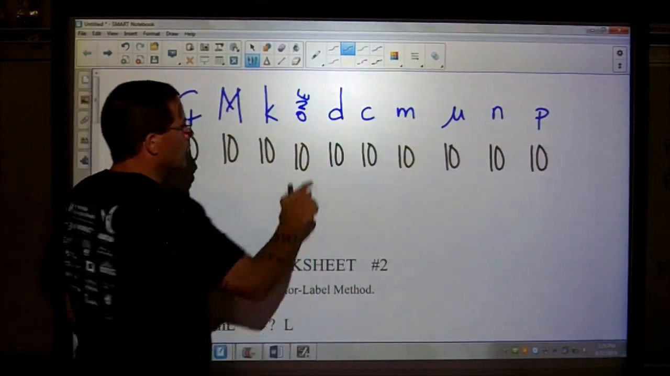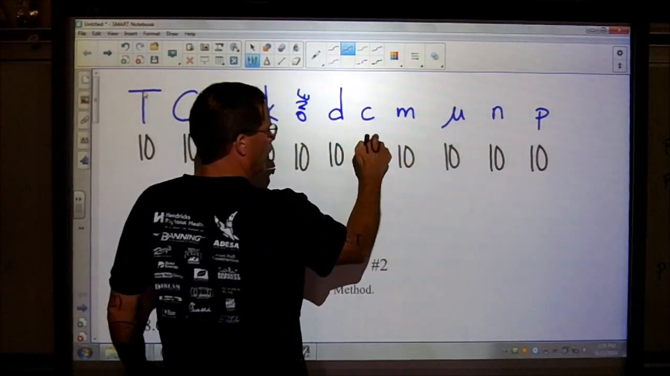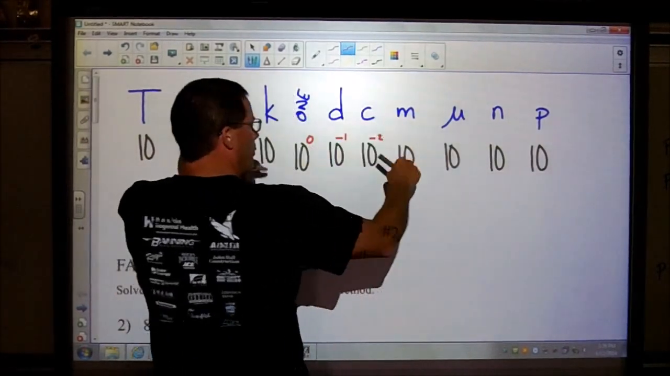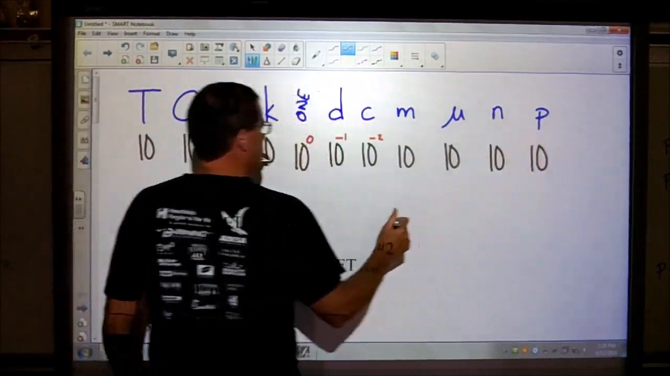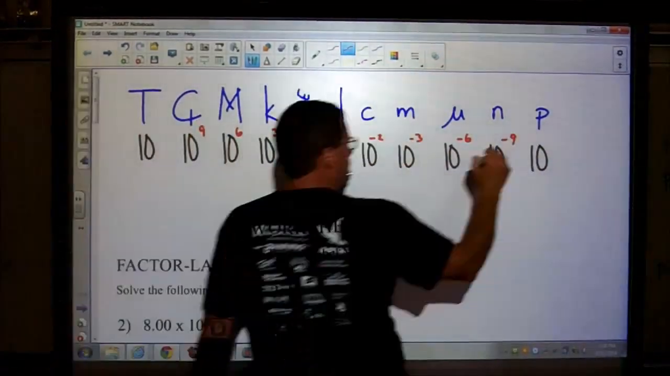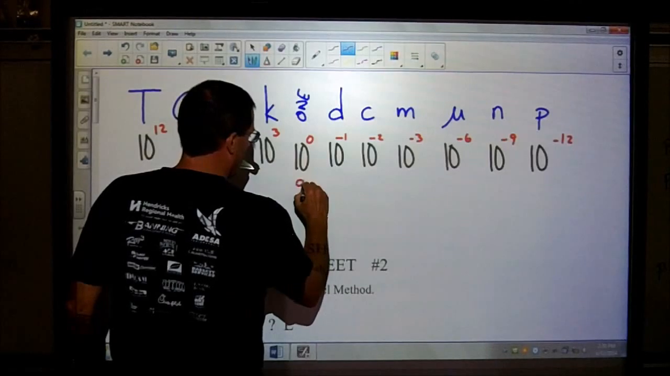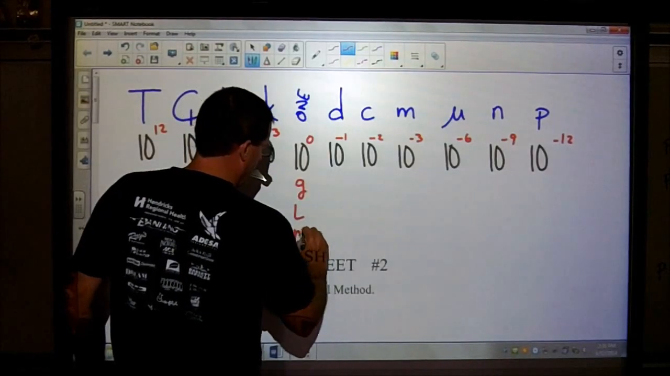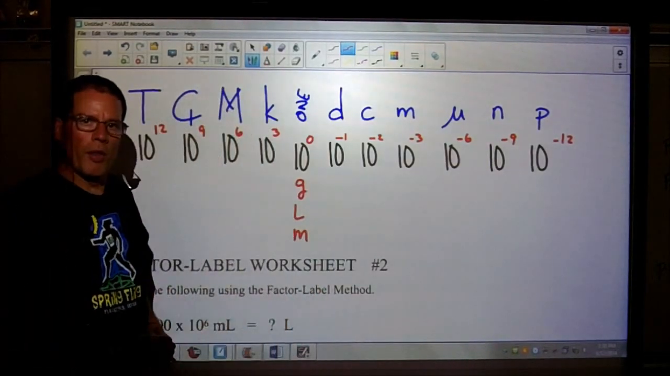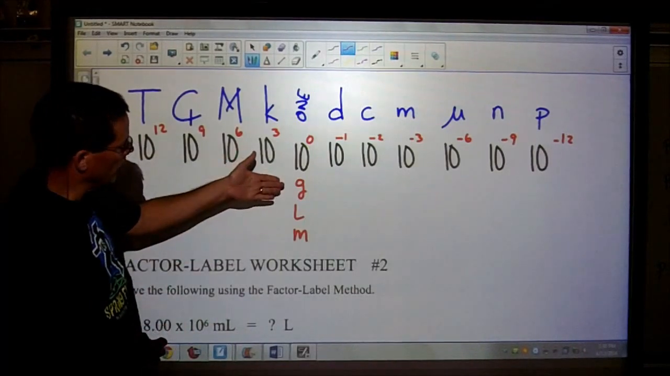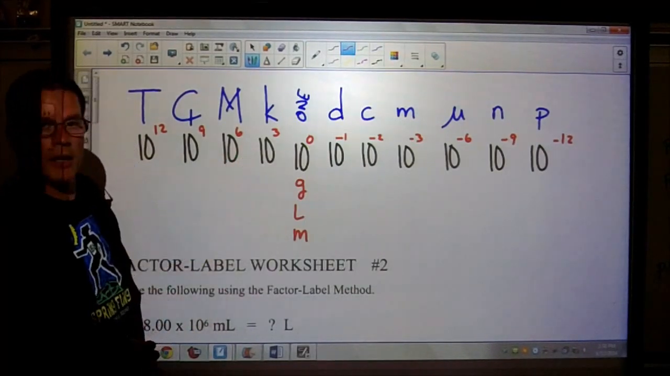And again, 0, -1, -2, 3, 6, 9, 12. And remember, the units for the 1 are grams, liters, and meters. May not be the same order that I had on the first video, but again, for mass, volume, and length.